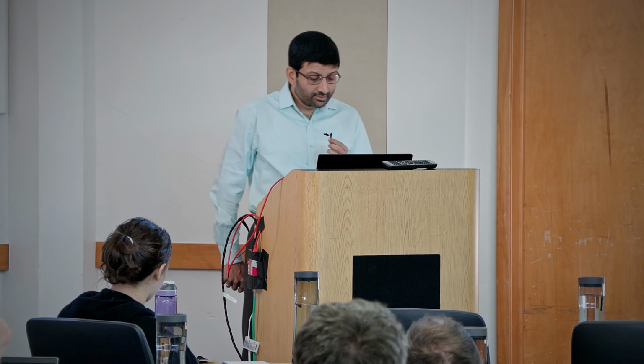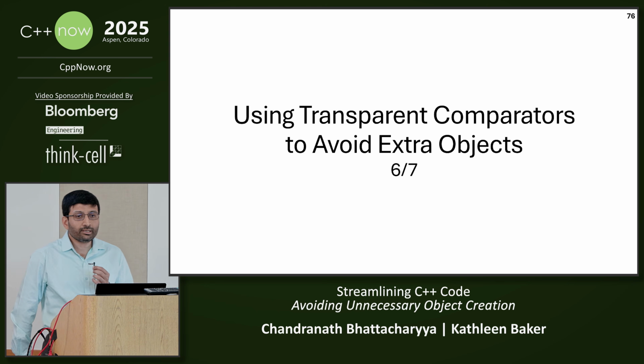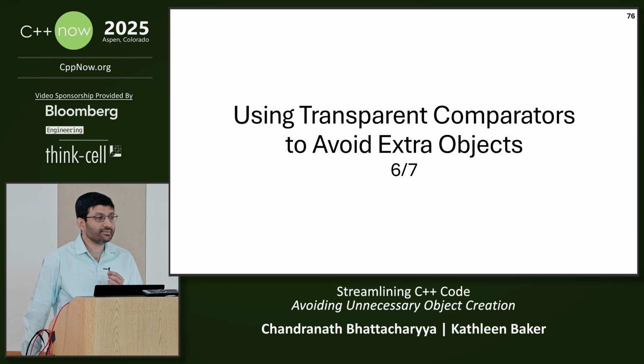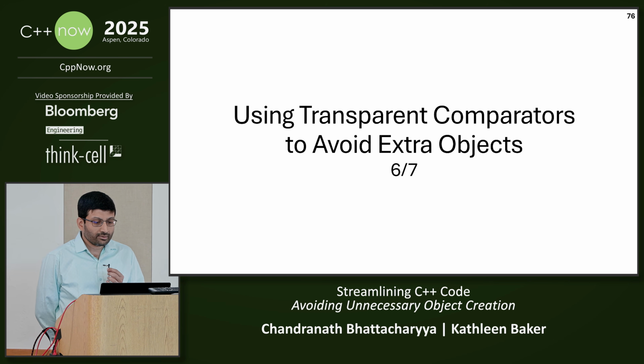Thank you, Kathleen. Section 6 out of 7, using transparent comparators to avoid extra objects. So this is applicable only to associative containers like set, map, unordered set, unordered map, etc. Okay, so we'll understand with examples.